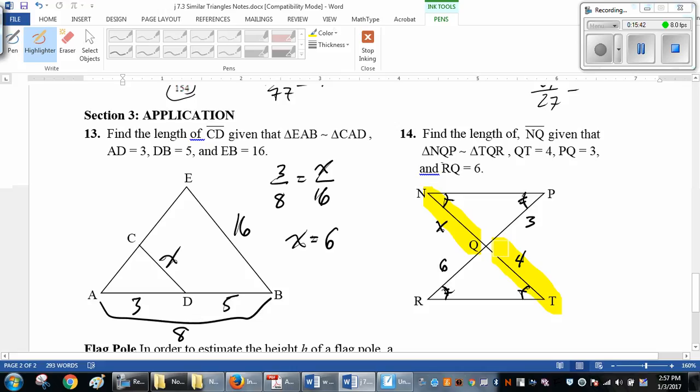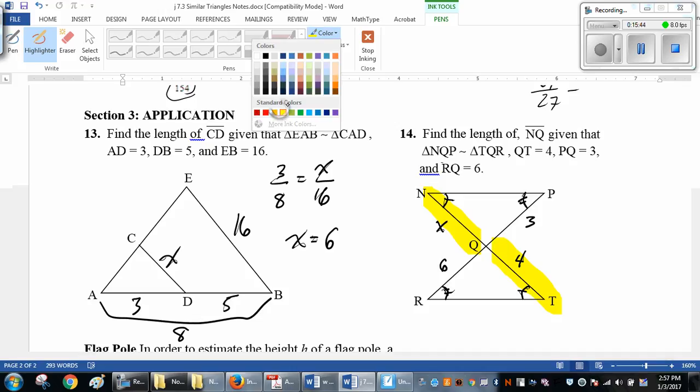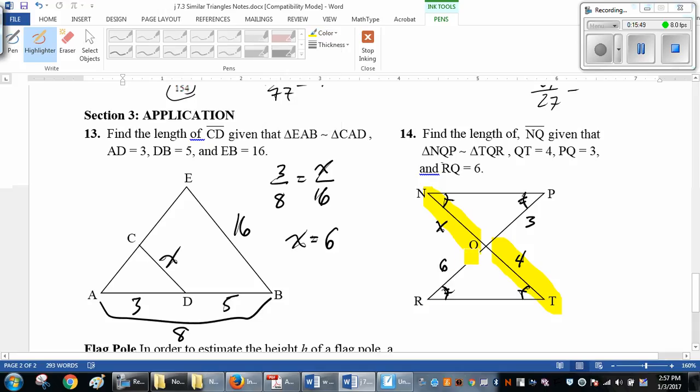All right. We have now RQ. Look at our similarity statements. And RQ goes with, here's RQ, QR goes with QP. So we can see those. So let's set up our proportion. X over 4. I highlighted those so we make sure we keep them straight. Now I started with this top triangle, so that means 3 goes on the top here, equals 3 over 6.